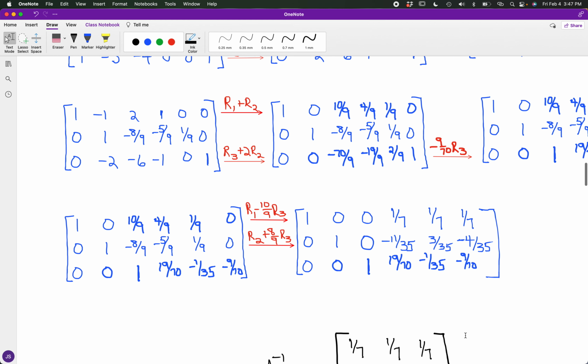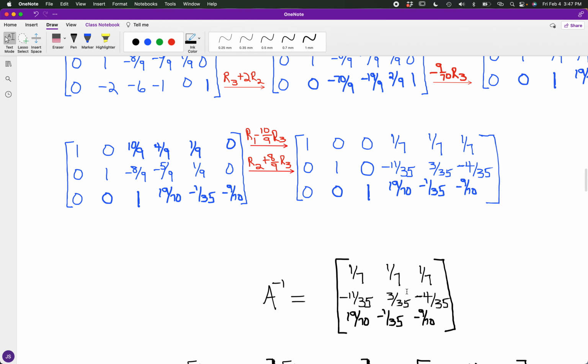Okay, we're going to have the inverse of matrix A with 1/7 throughout in the top row. In the middle row we have negative 11 over 35, 3 over 35, and negative 4 over 35. And the bottom row we have 19 over 70, negative 1 over 35, and negative 9 over 70.